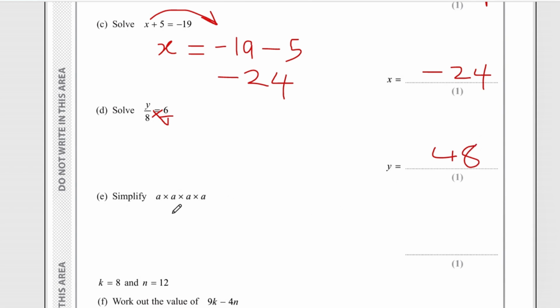We go to E. A times A times A times A. A to the power of 4. Take note, this is not 4A. Okay, when you have the same base, you add the powers. Like this is A1, A1, A1, A1. So A to the power of 4.